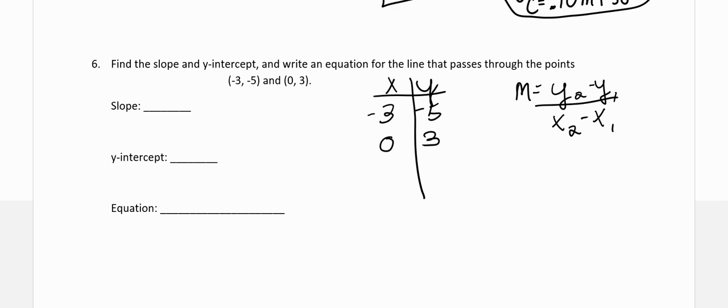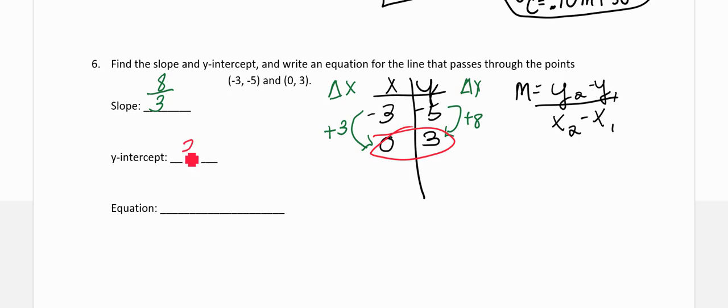And now I can find my change in y, increasing by 8, and my change in x, which is increasing by 3. So my slope is 8 over 3. And my y-intercept is already given to me when x is 0. So 0, 3, so my y-intercept is 3. So my equation is y equals 8/3 x plus 3.